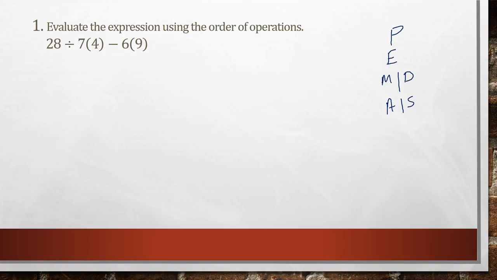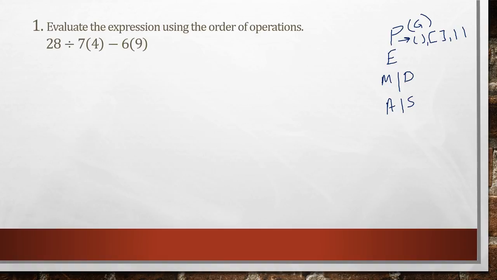The reason why we sometimes use GEMDAS instead of PEMDAS is because in PEMDAS, the P technically represents parentheses, but the G for GEMDAS represents any grouping symbols. So we might have brackets, absolute value symbols, any of those. The E is for exponents, M and D are multiplication and division, and then A and S are addition and subtraction. So let's go ahead and follow order of operations with this expression.